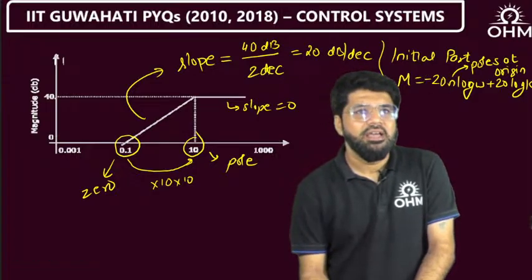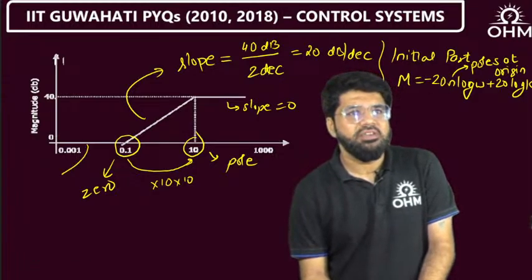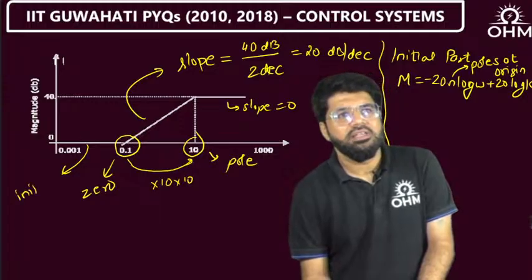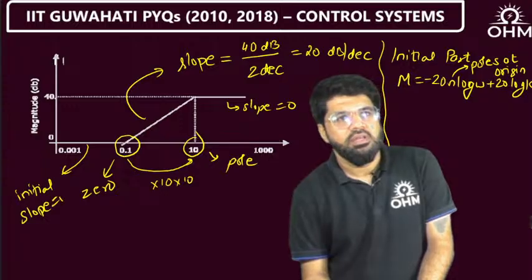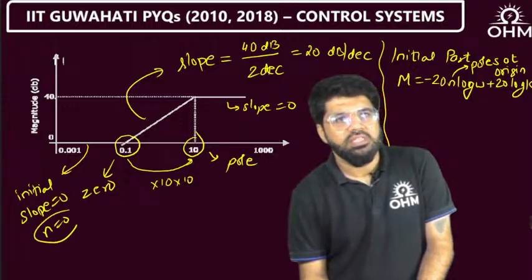But what about the initial slope? You can see from this particular plot the initial slope is 0. So there are no poles at origin. n is equal to 0.